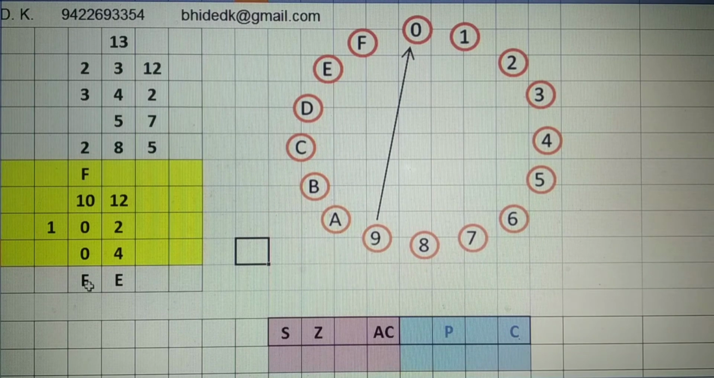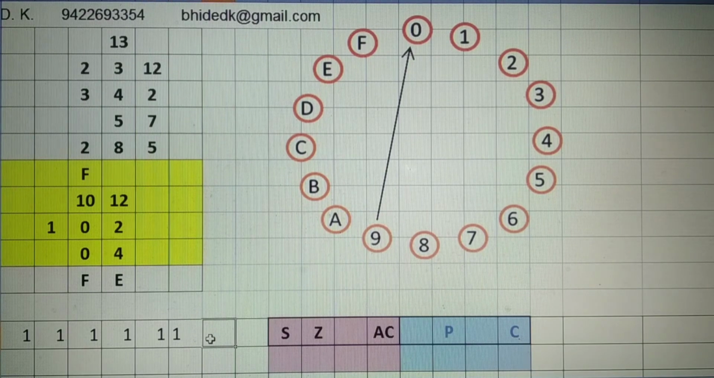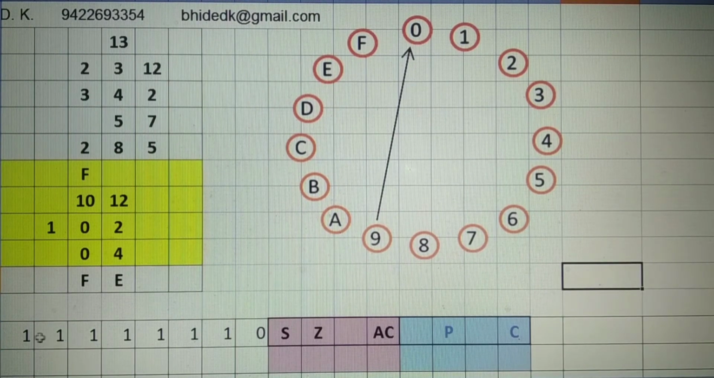If we write this number in binary form, how will you write it? Here you will get 1111 for F, and for E you will get 111 and here a 0. Now depending upon the answer the flags are set and reset.